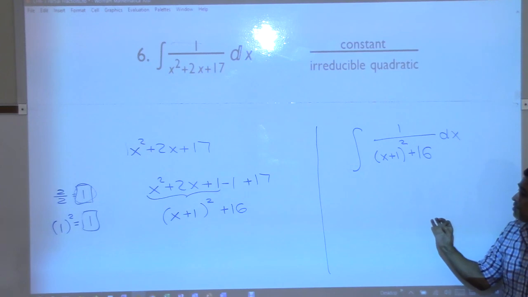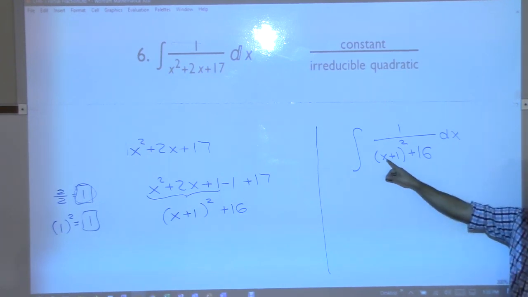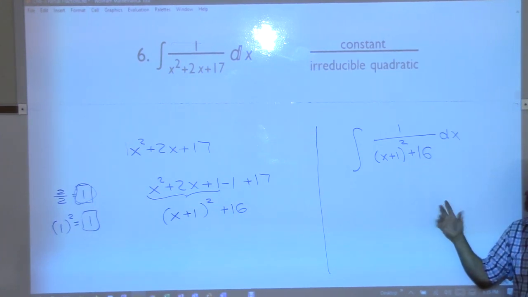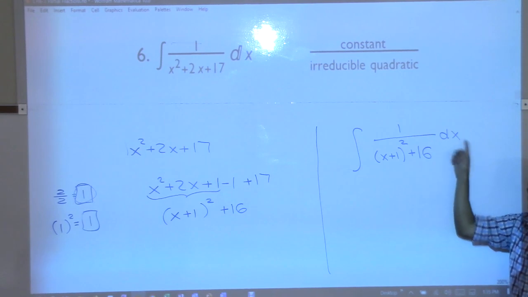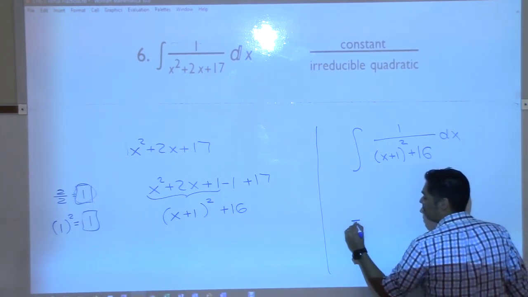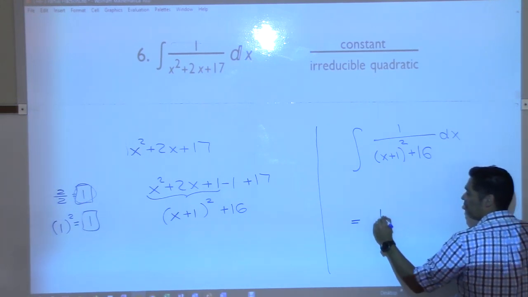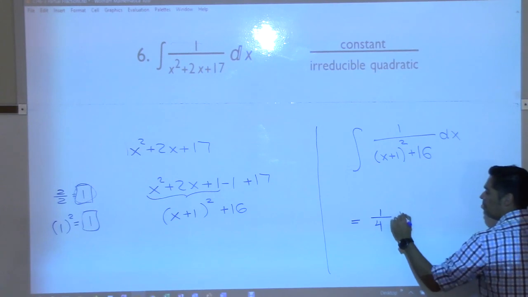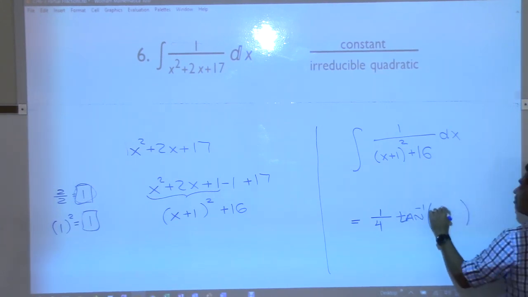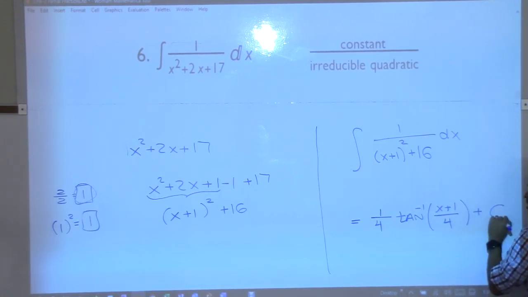If you really needed to at this point, if you didn't see it, you could do a basic u sub. You could let u be x plus 1, and if you do that, you'd rewrite the whole problem and turn it into 1 over u squared plus 16 du. But I'm going to try to get us to that point where we can go straight to the answer. So 1/4, 1 over a, arctangent of x plus 1 over 4 plus c.